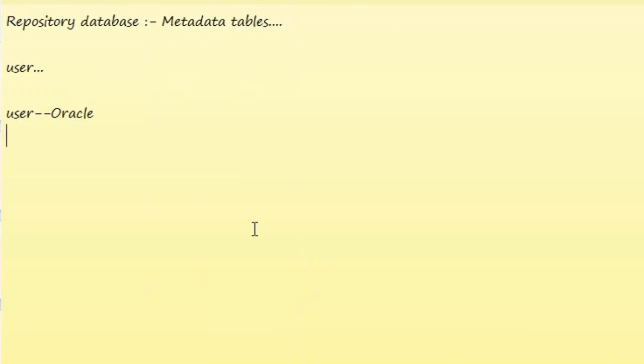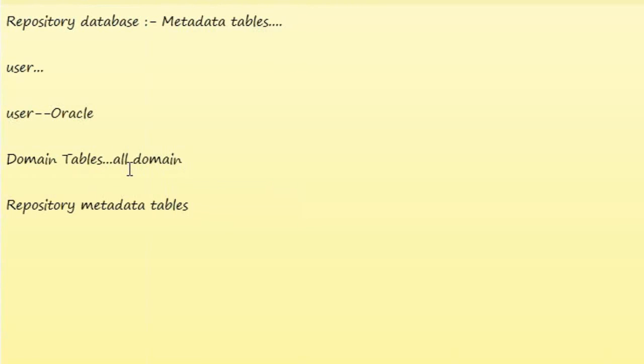Whenever you install the Informatica server, it will create two types of tables. One is the domain tables and the other is the Informatica repository metadata tables. The domain tables, around 170 to 180 tables, will get created. These domain tables will store all the domain related information. Domain means all about the nodes and the repository service information. All the domain information will be stored in these domain tables.